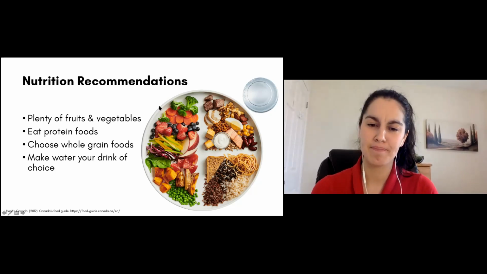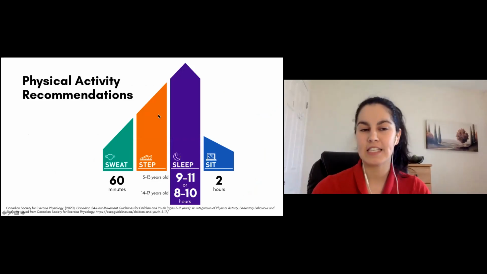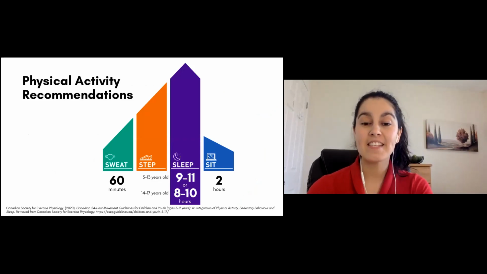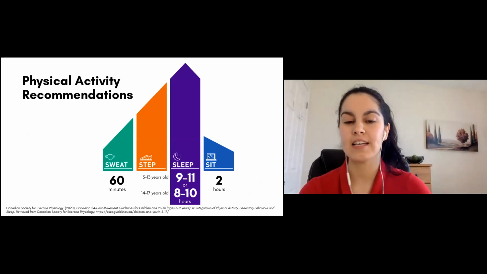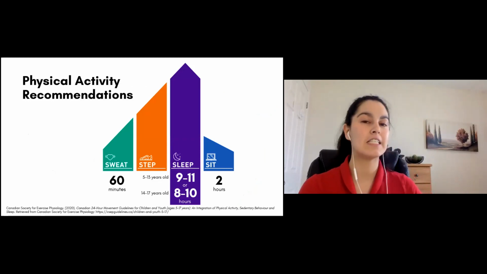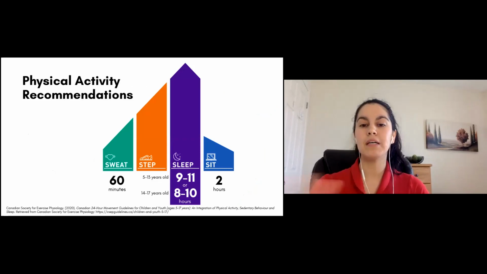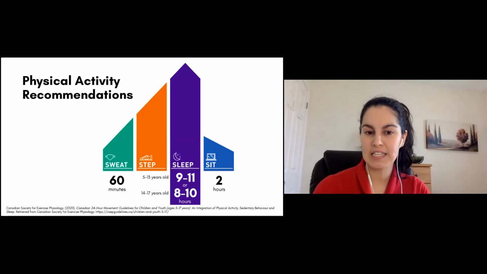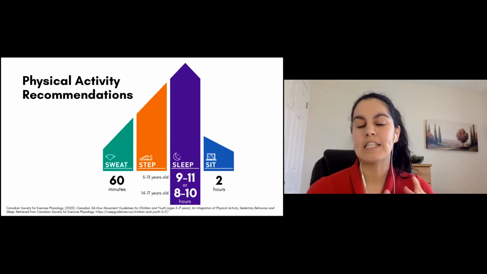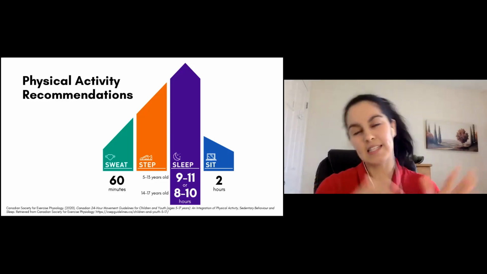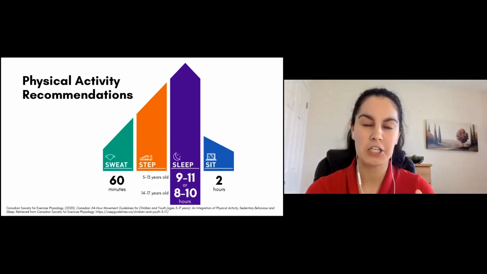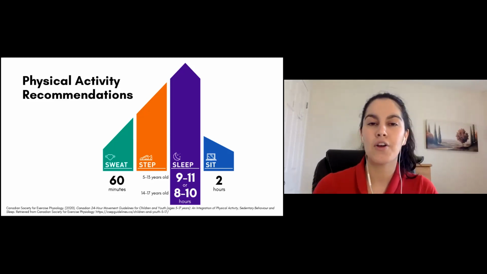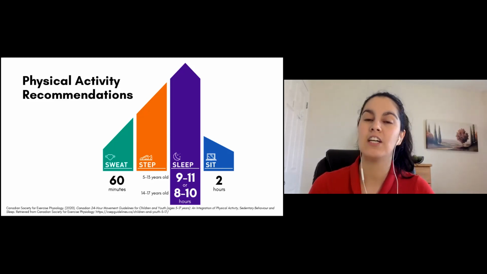Looking at physical activity, this is provided by the Canadian Society for Exercise Physiology. This specific graphic is for children aged 5 to 17. They built this 24-hour day based on physical activity. So sweating is the first section. That's 60 minutes. It does not necessarily mean it has to be the first section of your day, but this portion of your day has to be focused on moderate to vigorous intensity physical activity.